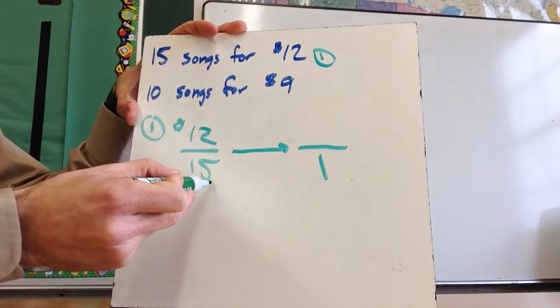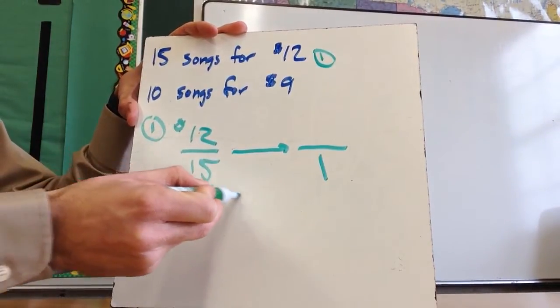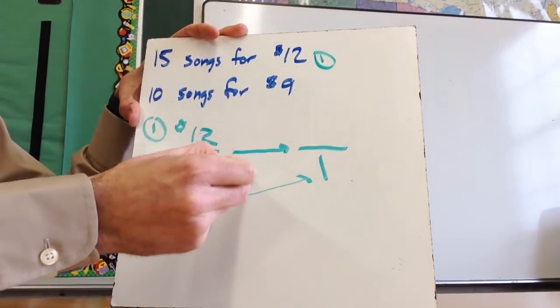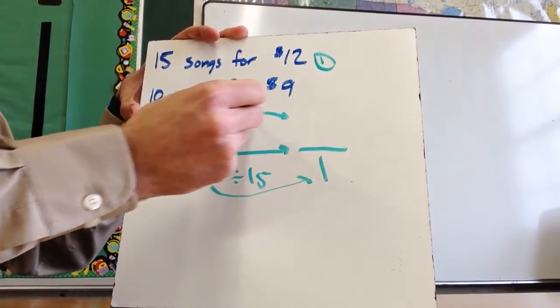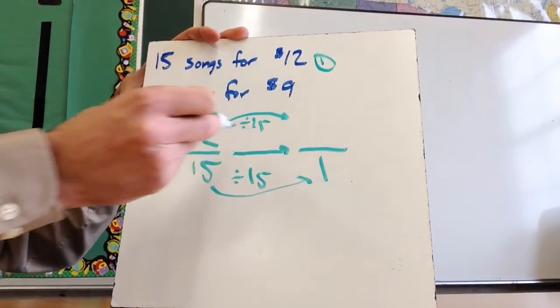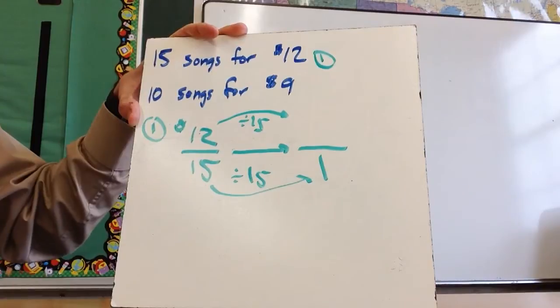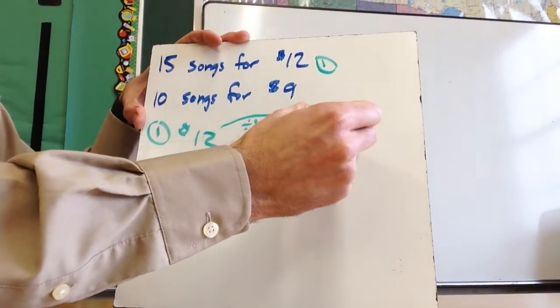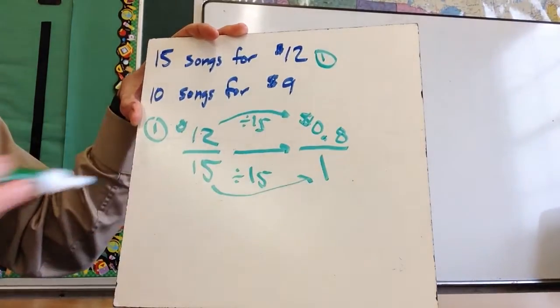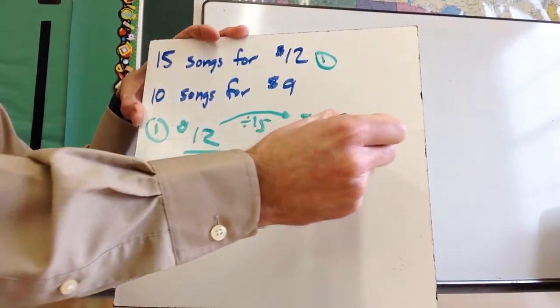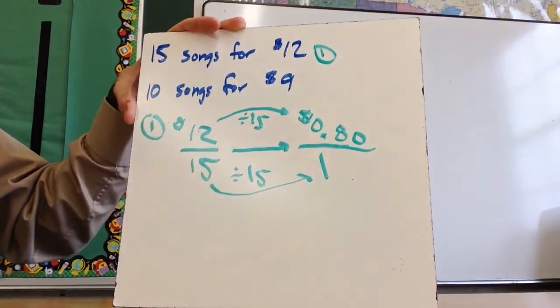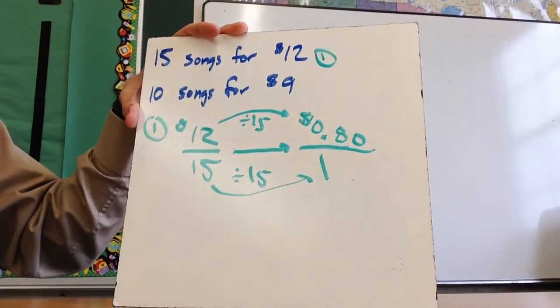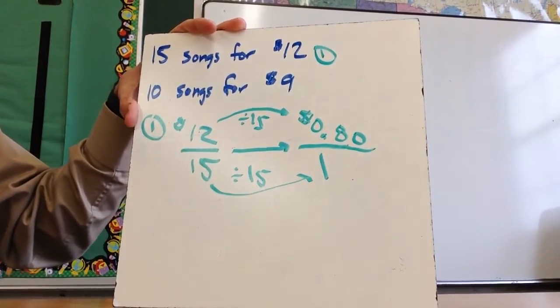I would need to change the denominator to a 1, which means I'm going to divide by 15. So I then need to take $12 and divide by 15. This is going to give me a decimal. And so this is 0.8. And since we're talking about money, instead of writing 0.8, I'm going to write this as 0.80, which means Company 1 is offering a deal of 80 cents per song.